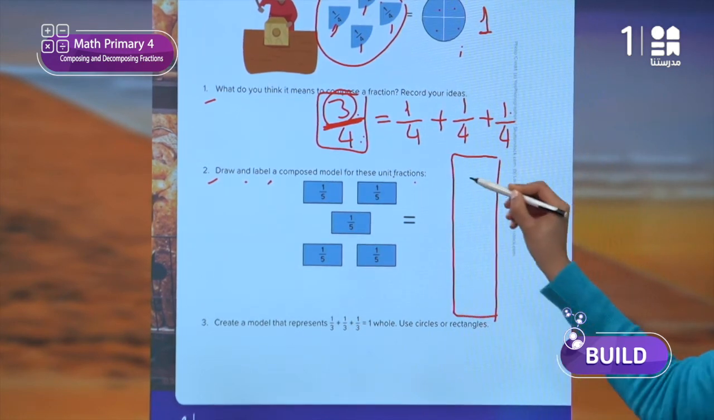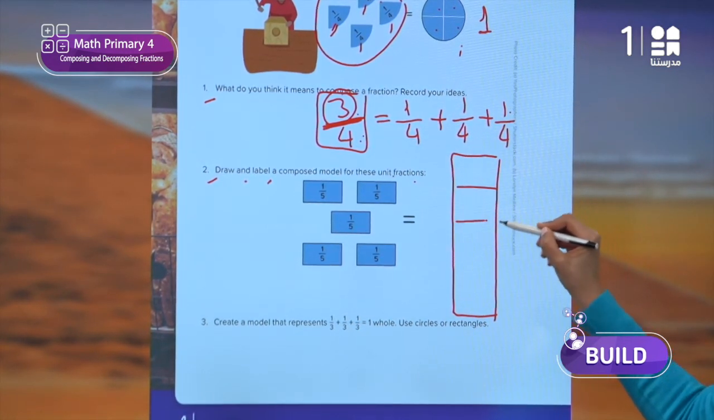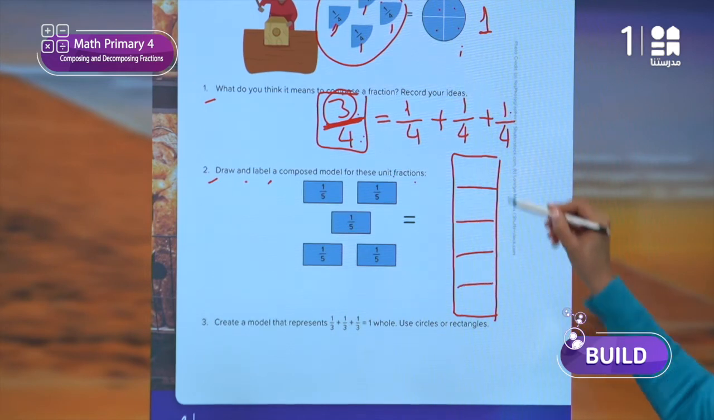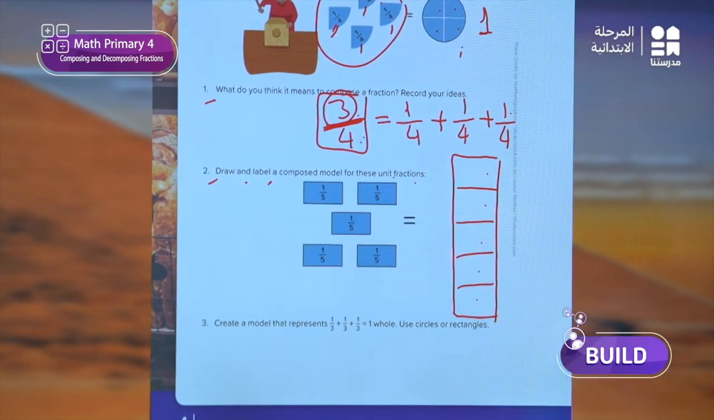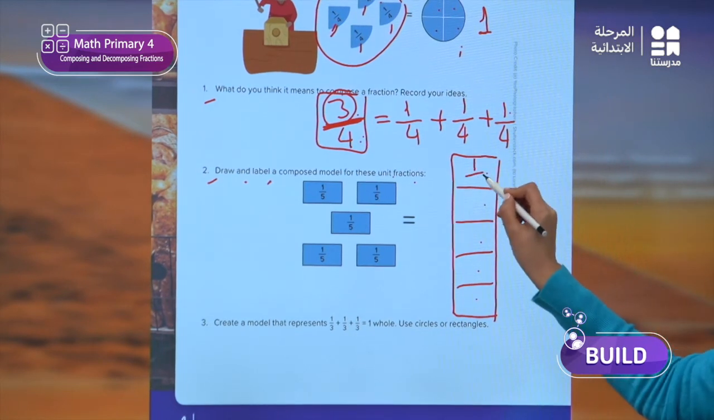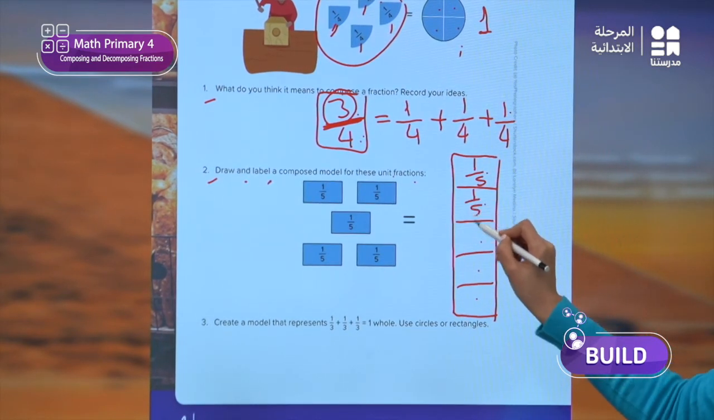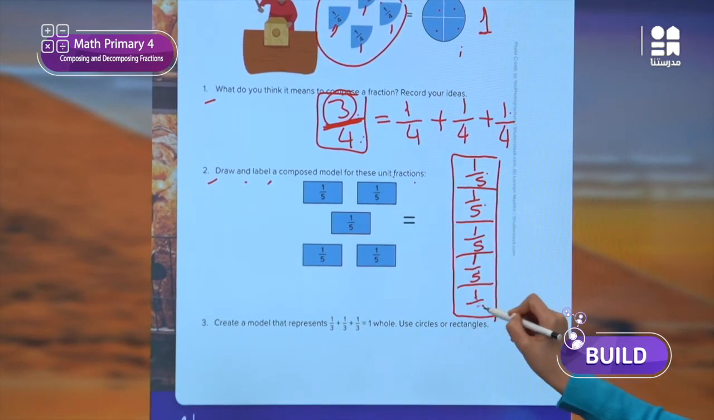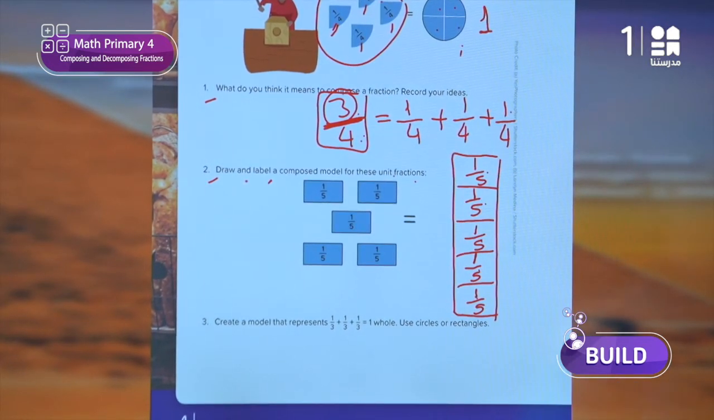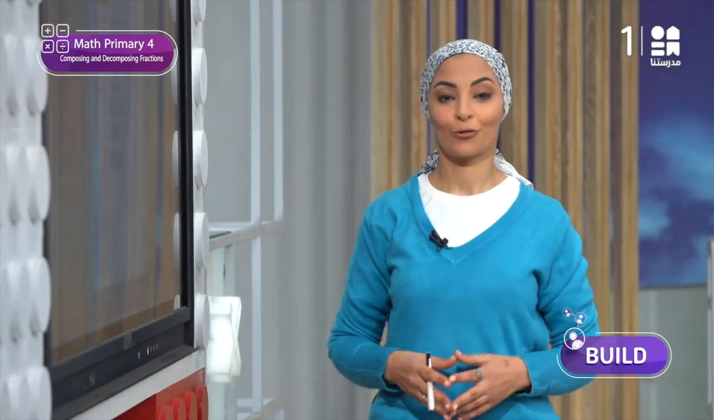Okay, and I will divide it into 5 parts, 1, 2, 3, 4, 5, because the fraction here is 1 over 5, and I will write the value of each part, which will be 1 over 5. So each part's value is 1 over 5. And now let's move to problem number 3.